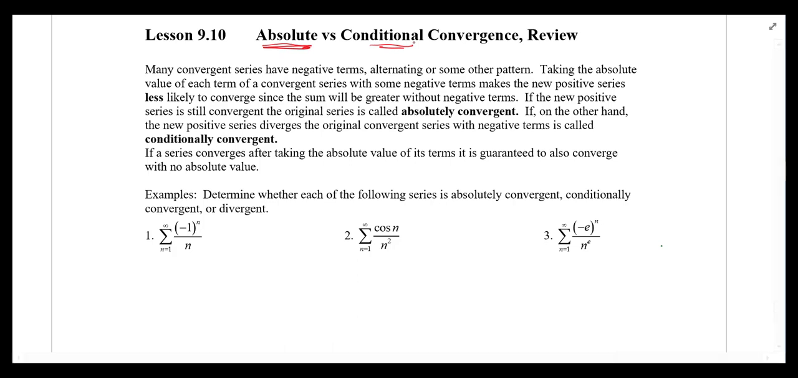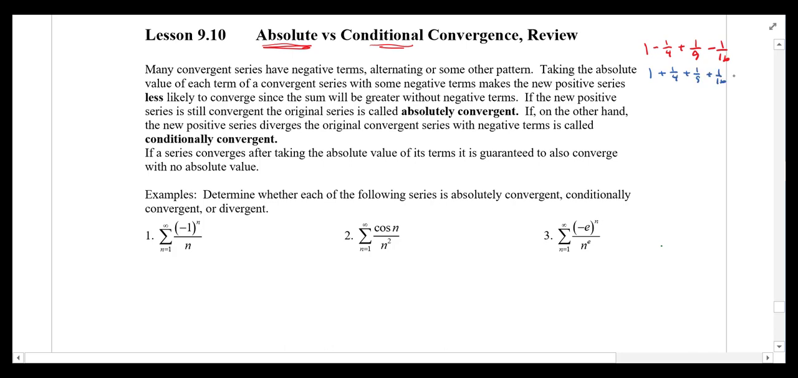So, many convergent series that you see have negative terms. Some alternate, or some have some other pattern, but they have some negative terms. Now, if you take the absolute value of each of those terms in that convergent series, that means all the negative terms just become positive terms, right? So, as an example, 1 minus a quarter plus a ninth minus 1/16. If I were to just remove the negatives, so make everything absolute value, that'd be 1 plus a quarter plus 1/9 plus 1/16, and so on.